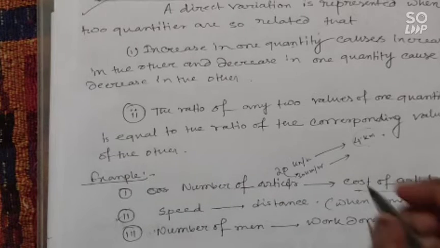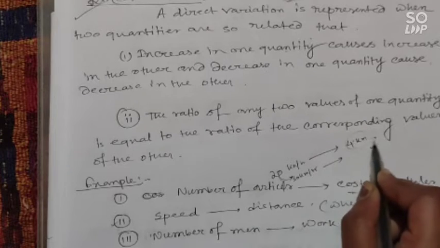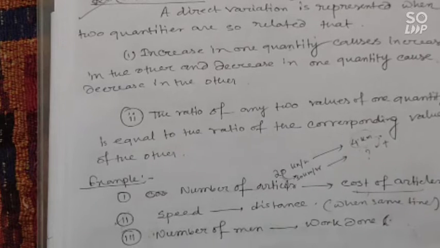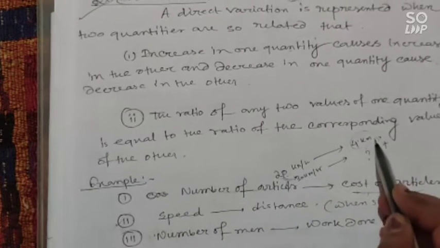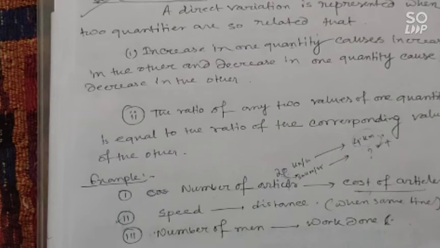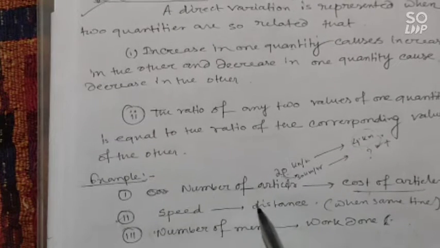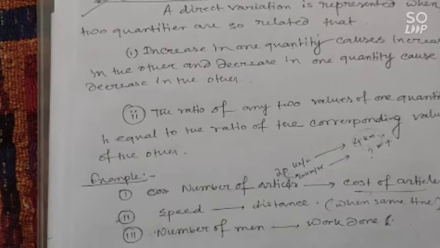So if we increase the speed, we can cover more distance in the same time. So this also increases. So if the speed increases, then the distance also increases when the time is same. The time has to stay the same. That means when the speed increases, then the distance also increases. So speed and distance are in direct variation.